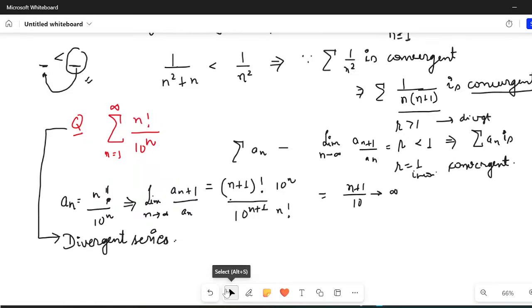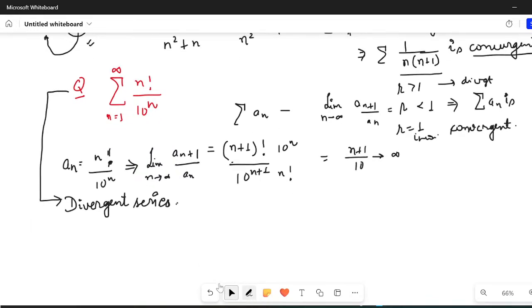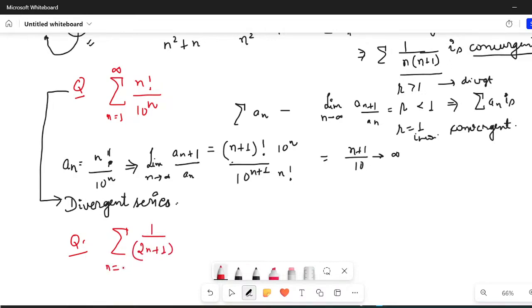Okay, now try to do this question, which I'm giving to you. I think this would be an easy question for you. Try this. What can you say about this series? I mean, what can you say about the convergence and divergence of this series? Summation n equals 0 to infinity of 1 upon (2n+1). What can you say about this series?